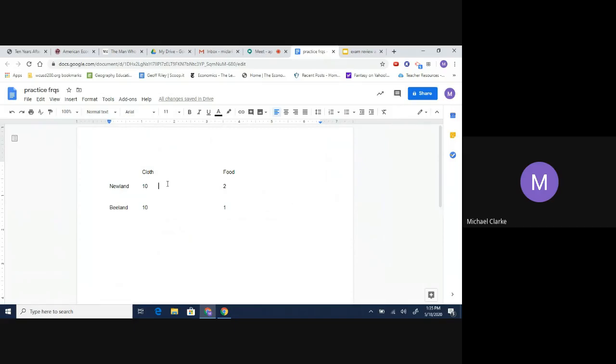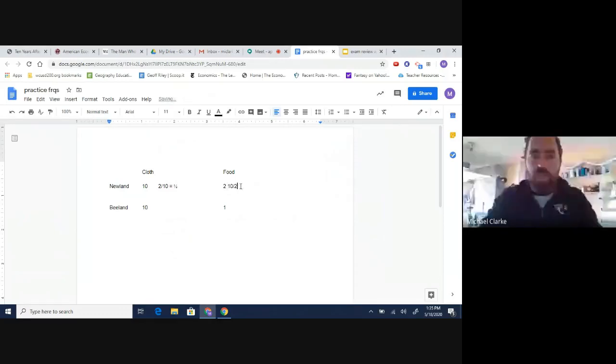Now we got to figure out comparative advantage using opportunity cost. All right, so the item in question becomes a denominator. 2 divided by 10, a fifth. 10 divided by 2, 5. 1 divided by 10 is going to be 1/10. Here, 10 divided by 1, 10. Okay, so now you compare the categories.